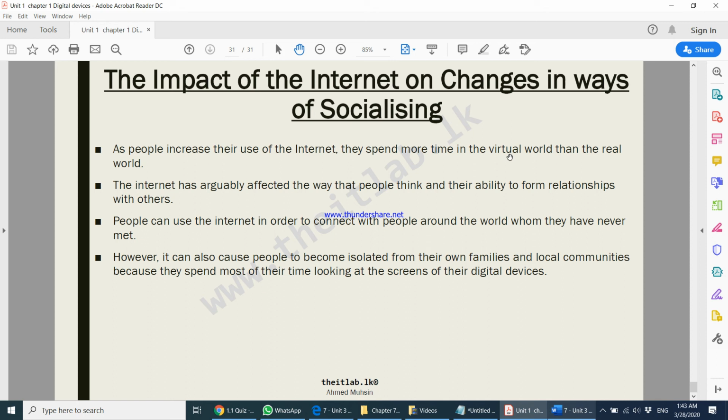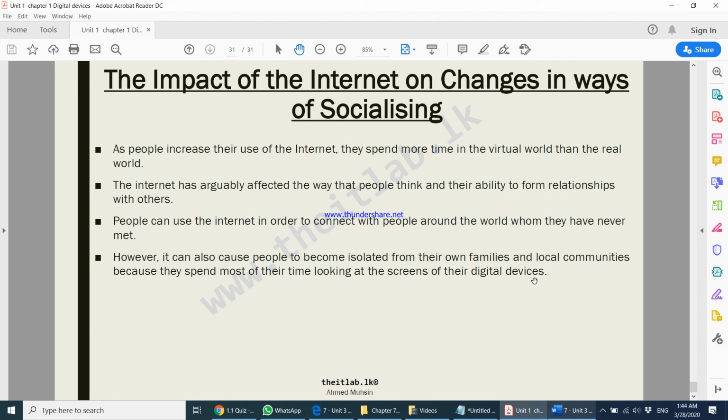Okay, then the internet has arguably affected the way that people think and their ability to form relationships with others. People can use the internet in order to connect with people around the world whom they have never met. Okay, so because of the internet, you can actually connect with people whom you would never get a chance to physically meet. Okay, however, it can also cause people to become isolated from their own families and local communities because they spend most of their time looking at the screens of their digital devices. Okay, so like I said earlier, you might be using a digital device to talk to somebody who is miles away while you're completely forgetting about the people who are physically right next to you.